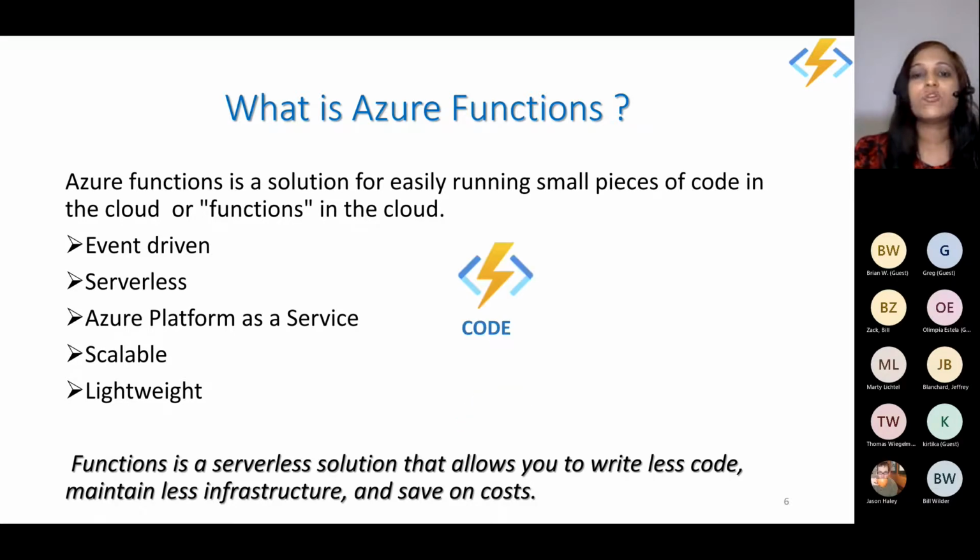And this is a symbol of the function. It has three things: a code, an event, and data.